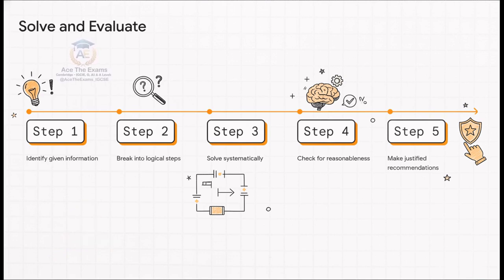Okay, your 60-second mental timer is running. Did you catch the critical flaw in that logic? The flaw is that final sentence. The student systematically solved for the total current perfectly, but they completely failed step 4, checking for reasonableness.